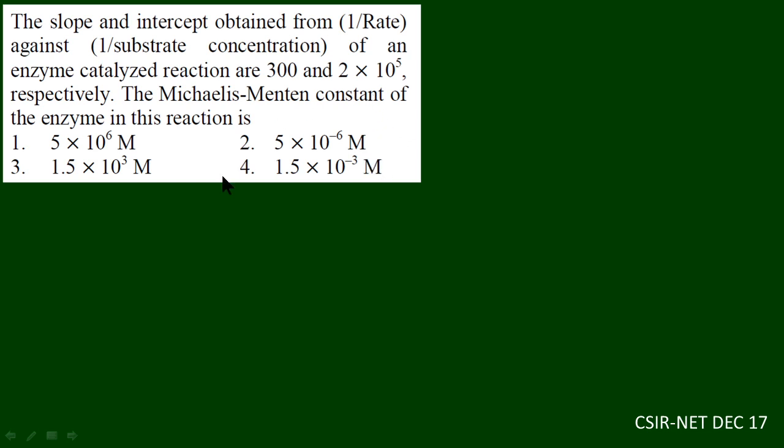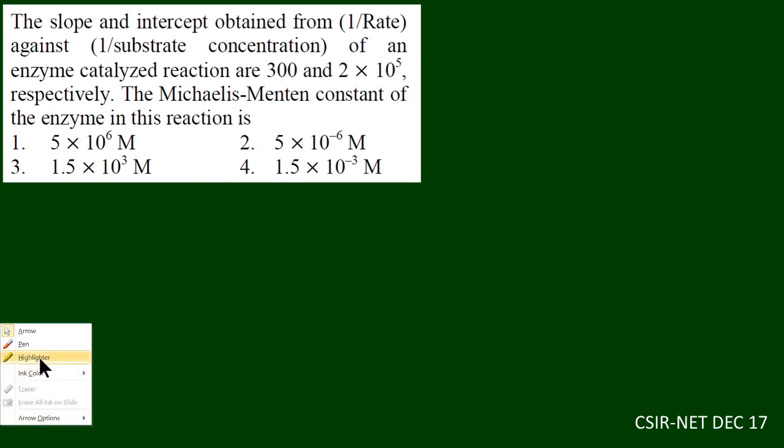Here, the slope and intercept obtained from the plot of 1 by rate against 1 by substrate concentration of an enzyme catalyzed reaction are 300 and 2 into 10 to power 5 respectively. The Michaelis Menten constant of the enzyme in this reaction is? We have to find the Michaelis Menten constant in this question. So what will we do? First, we must remember the equation.